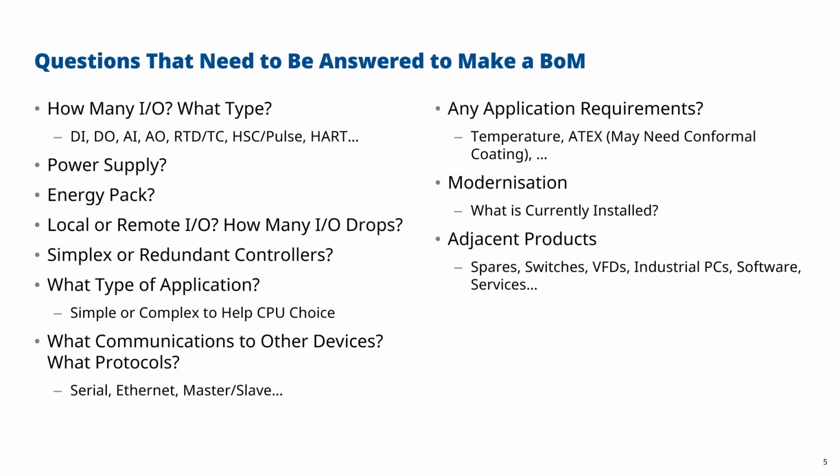In a modernization project, we need to know what is currently installed, and then we can also offer options for adjacent products. For example, spares, maybe there are Ethernet network switches, variable frequency drives, industrial PCs, and we can also offer software and services.